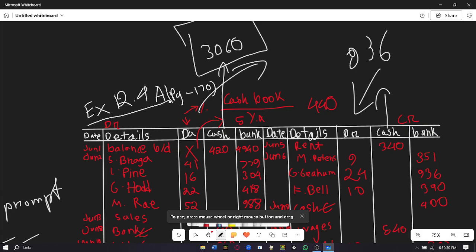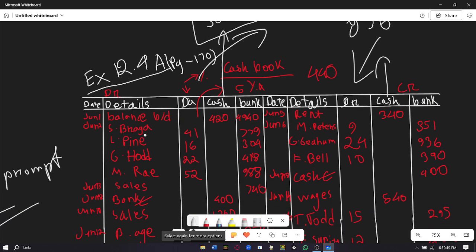Okay, so 12.4. Balance b/d, because balance brought forward, is always on the debit side, and there's no discount allowed. There should not be a single figure there in any way. Then there should be cash, because we're putting cash and bank for the question. Then as for Braga, it's all the same. We're just putting in the values.